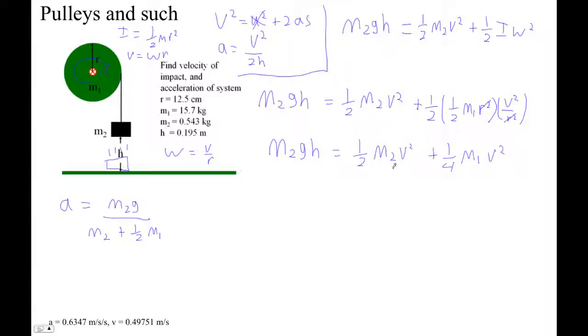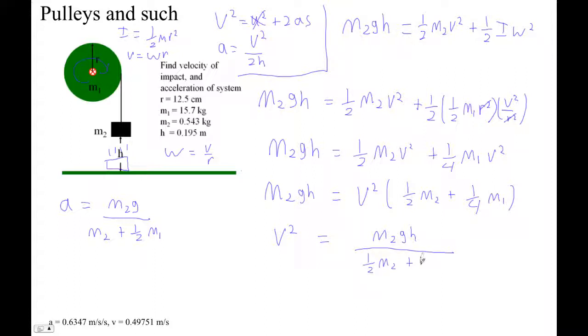Now let's solve this for v squared. Take a look. So v squared is m2gh over 1/2 m2 plus 1/4 m1. Now, that's what v squared is. Obviously, we can square root this. I could plug the numbers in, I promise you, and I could get this value.